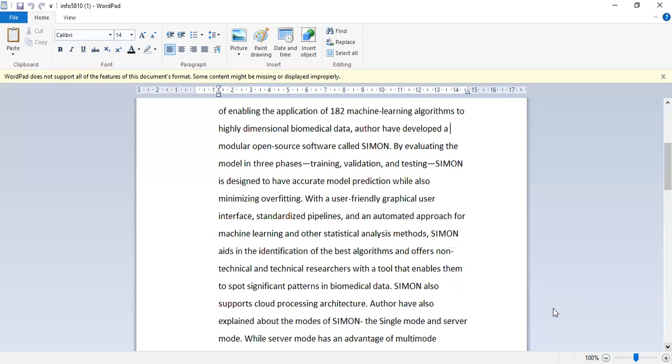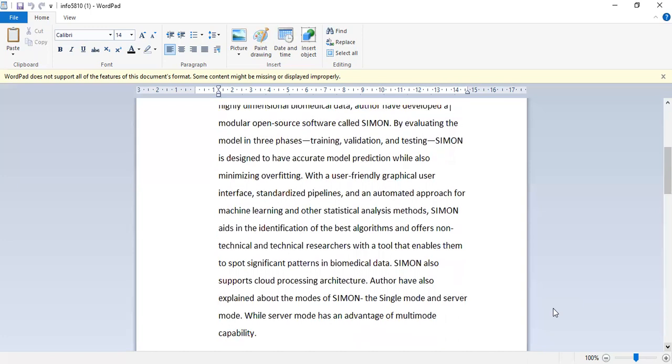And Simon also supports cloud processing architecture. The author has also explained the modes in Simon. There are two modes, the single mode and the server mode. Server mode has the advantage of multi-mode capability.